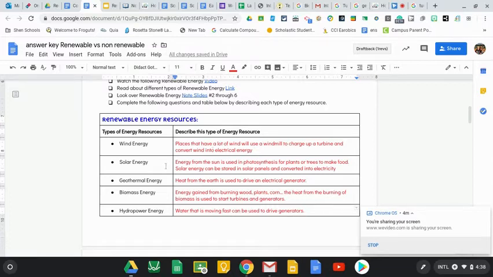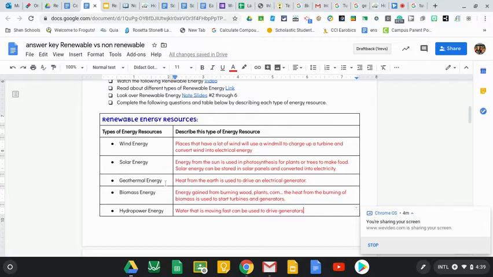Solar energy, energy from the sun, is stored in these panels, whatever you're using it for. And then when you want to use it, it will convert into electrical energy. Also, energy from the sun is used in photosynthesis for plants and trees to make food. So it doesn't have to be electrical, but we are using solar energy for other sources like plants. Geothermal, geo meaning earth, thermal meaning heat. So heat from the earth that is used to drive an electrical generator.